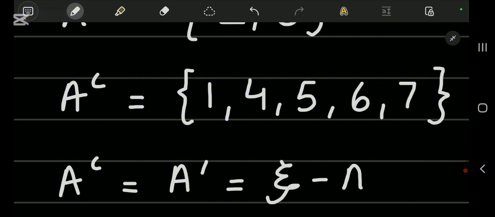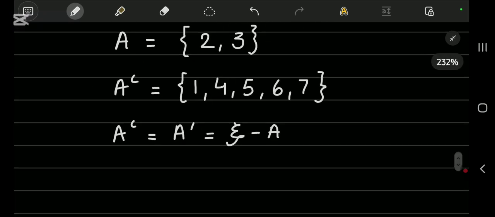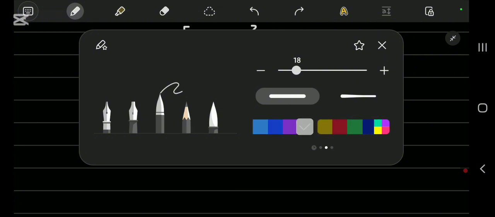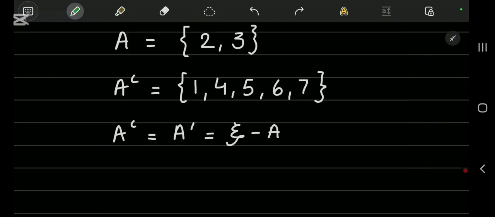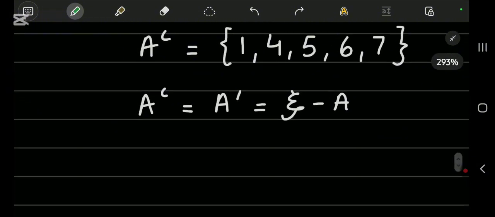universal set minus A. Okay, so here comes a minus. What does this minus represent? It is somewhat similar to the actual minus, but in sets we call it difference. If we have A minus B, this represents difference.